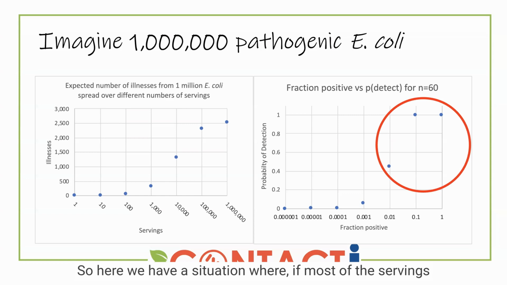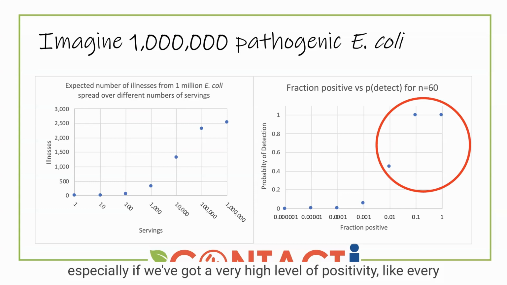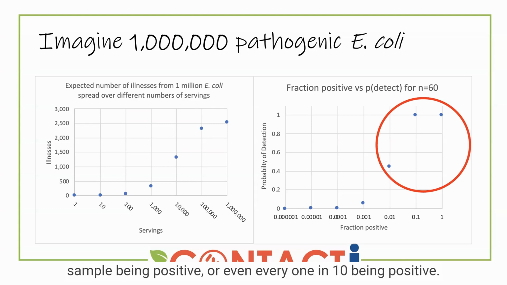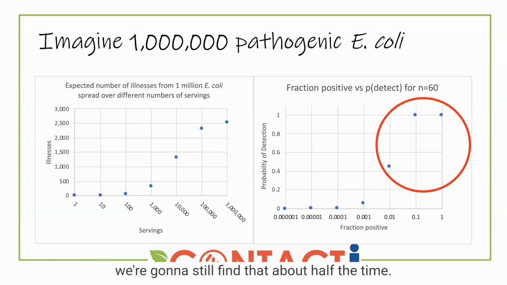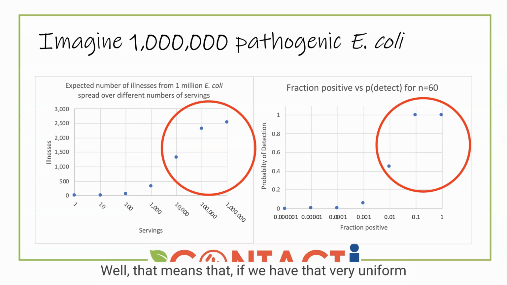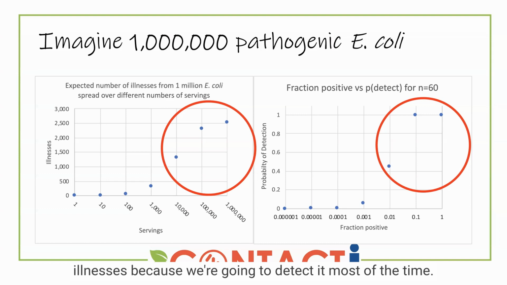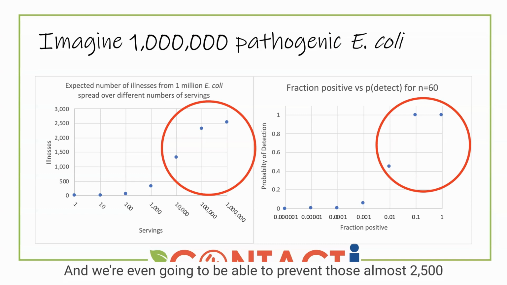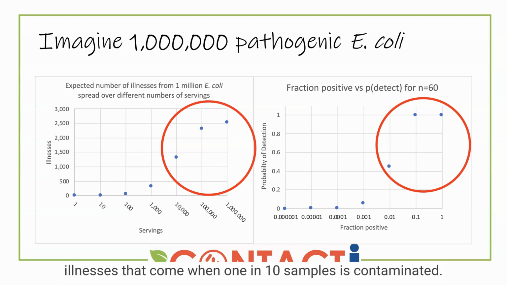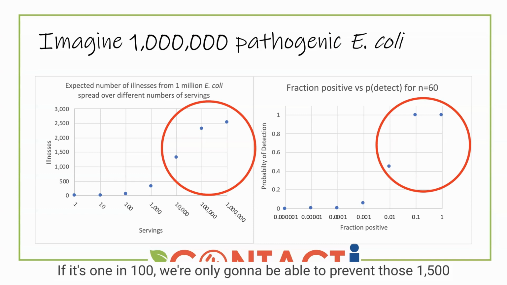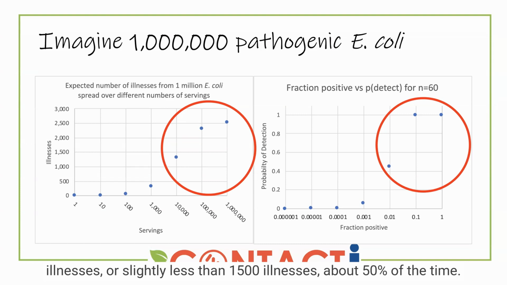So here we have a situation where if most of the servings are positive, we will find those positives most of the time, especially if we've got a very high level of positivity, like every sample being positive, or even 1 in 10 being positive. And remember, if 1 in 100 are positive, we're still going to find that about half the time. So what does that mean? Well, that means that if we have that very uniform contamination, we are going to be able to prevent those 2,500 illnesses because we're going to detect it most of the time. We're even going to be able to prevent those almost 2,500 illnesses that come when 1 in 10 samples is contaminated. If it's 1 in 100, we're only going to be able to prevent slightly less than 1,500 illnesses about 50% of the time.